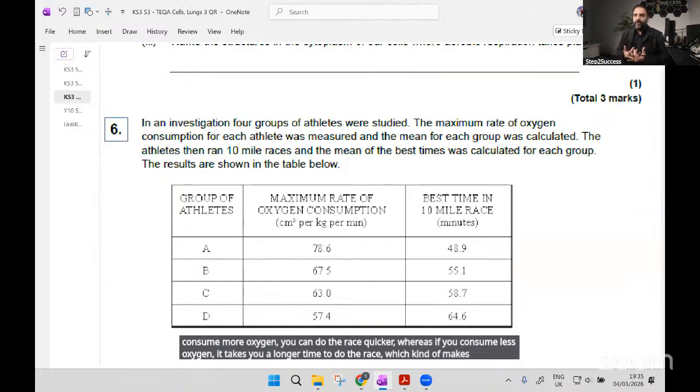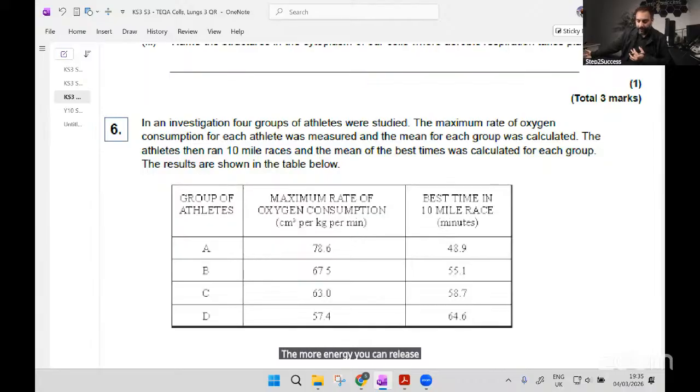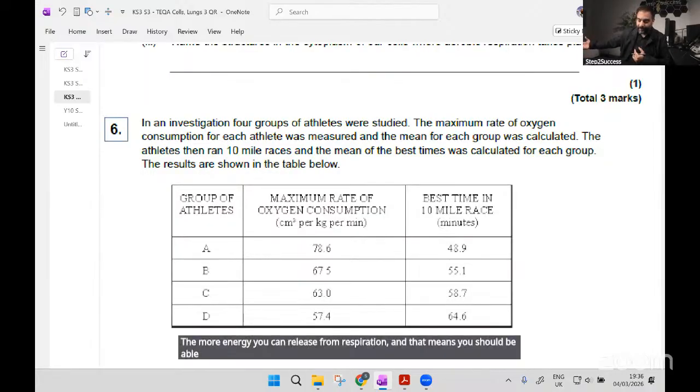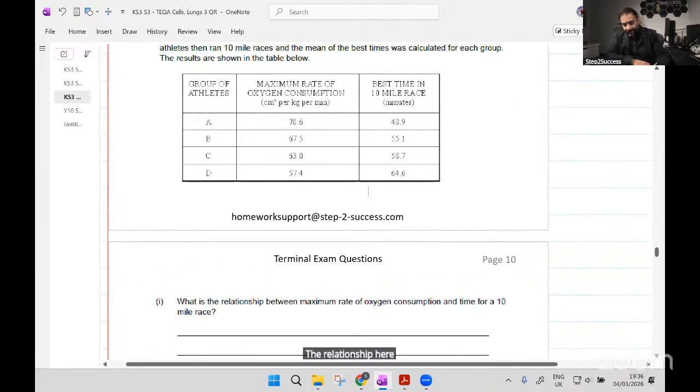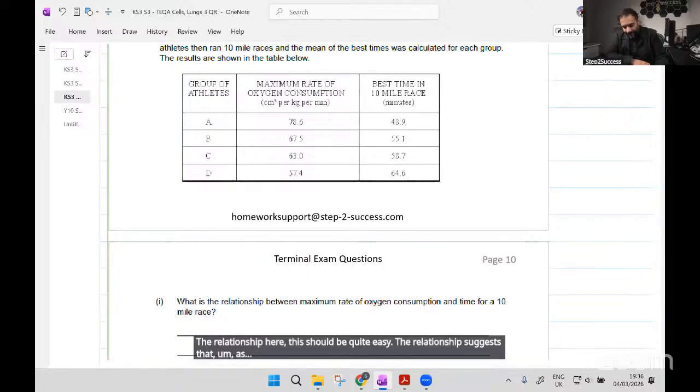sense. The more oxygen you can get into your body, the more energy you can release from respiration, and that means you should be able to run faster. That's why smoking is bad, for example, because it results in you getting less oxygen into your body all the time, and so you run out of breath quicker. And so if you have to explain the relationship here, this should be quite easy. The relationship suggests that as the maximum rate of oxygen consumption increases, the time gets faster.